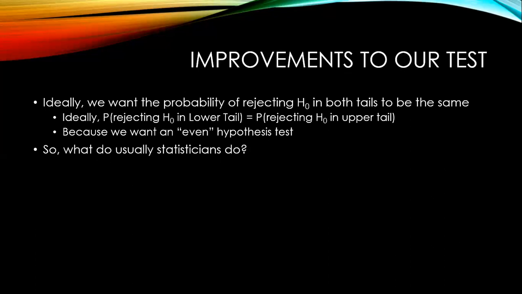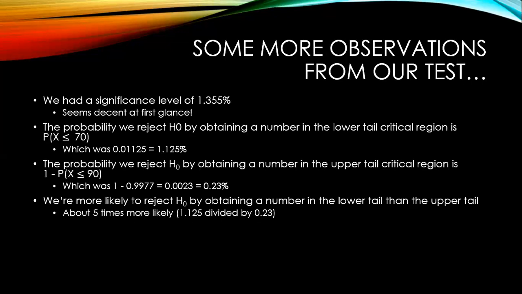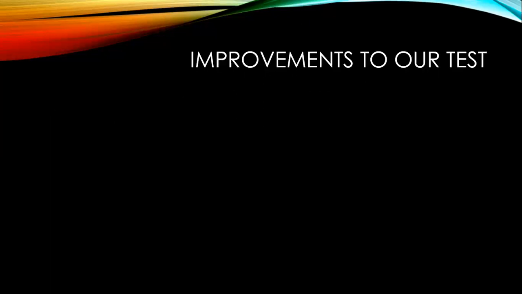Going back to the hypothesis test that we designed on the spot, we were about 5 times more likely to reject H naught in the lower tail compared with the upper tail. Again, in an ideal world, in a good hypothesis test, those probabilities need to be about the same.